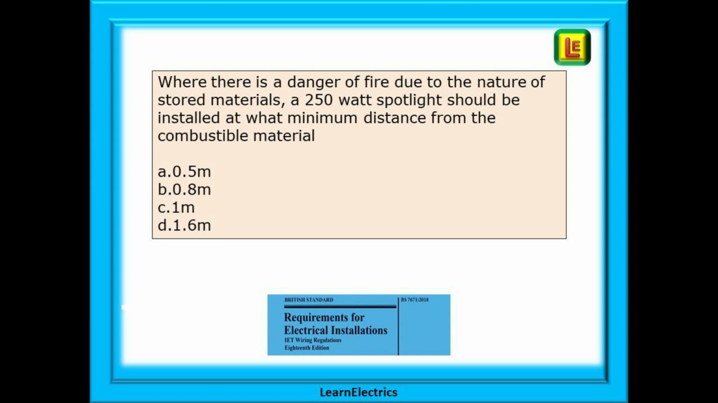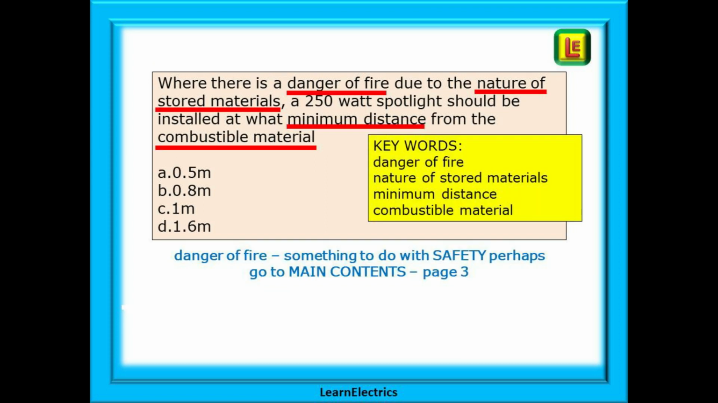Here is the question. Where there is a danger of fire due to the nature of stored materials, a 250 watt spotlight should be installed at what minimum distance from the combustible material? Pause the video. Can you pick out the keywords before moving on to see my selection? The keywords here are danger of fire, nature of stored materials, minimum distance, and combustible material.